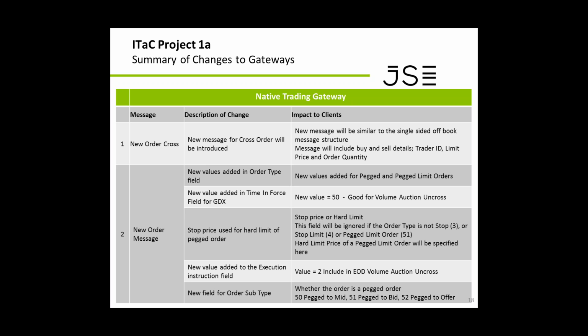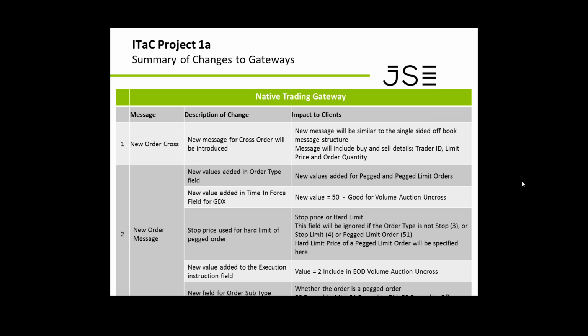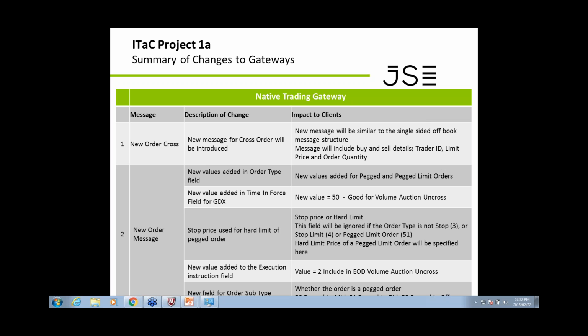On the new order message, we have a series of changes, and that's obviously to include pegged and pegged limit orders. So we'll be adding new values in the order type field for the GDX, time in force for GDX or the volume auction on cross. We'll be adding values in there as well, also to cater for the pegged orders with a limit. We'll need to have the stop price there that'll be used as the hard limit of these pegged orders. For the execution instruction field, we'll be adding new values there for the EOD volume auction on cross, as well as a new field on the order subtype for peg to mid, peg to bid, or best offer.